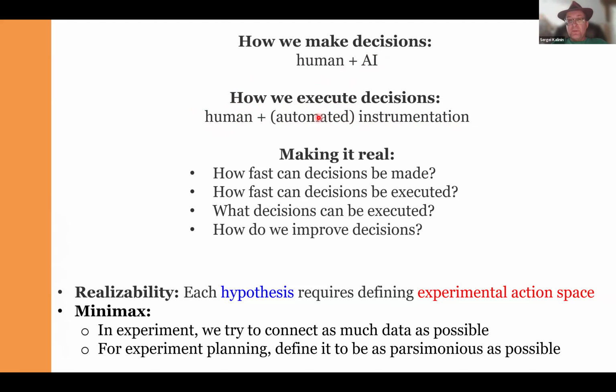So if you start thinking about building autonomous tools, autonomous labs, you can ask the questions of how fast can decisions be made? How fast can they be executed? What decisions can be executed? How are they improved? So this will give you a framework that allows you to map a real-world problem onto some combination of machine learning and human decision-making and execution.